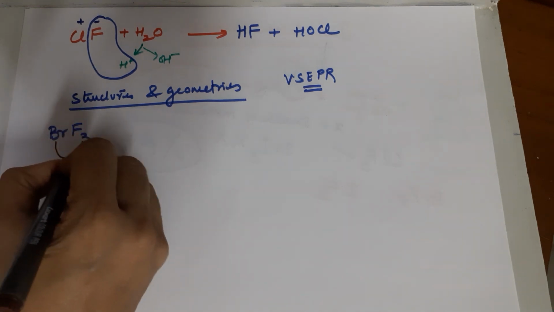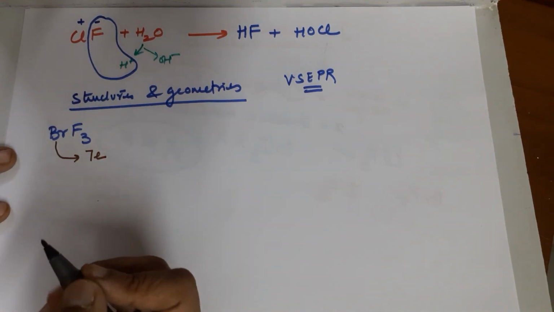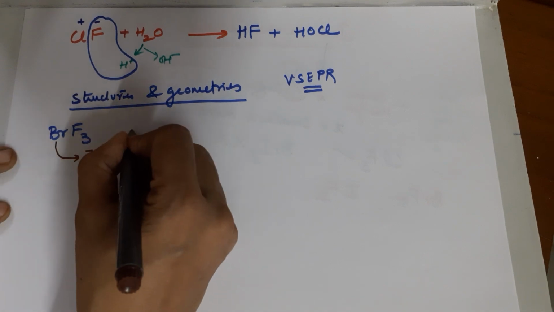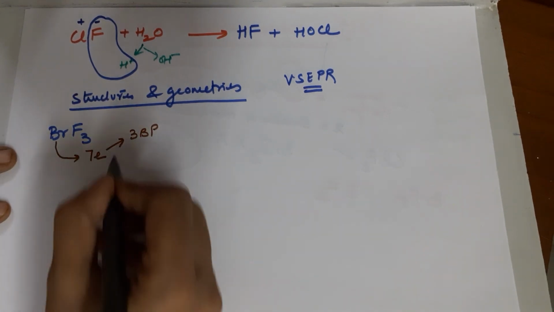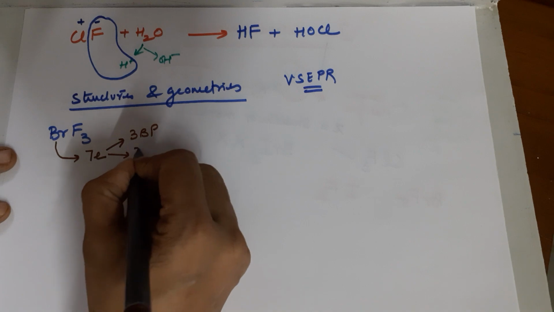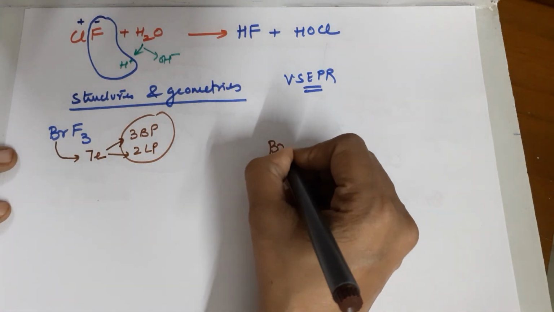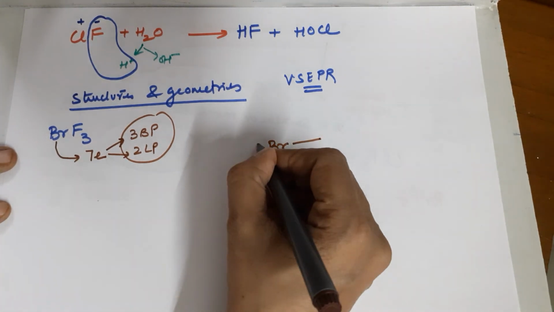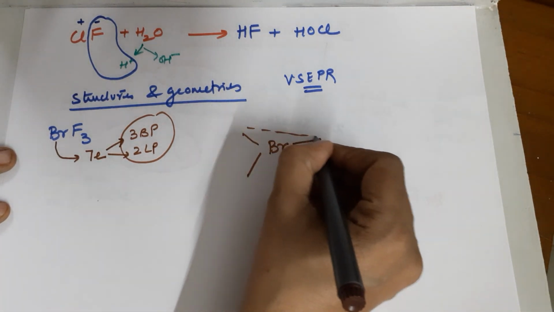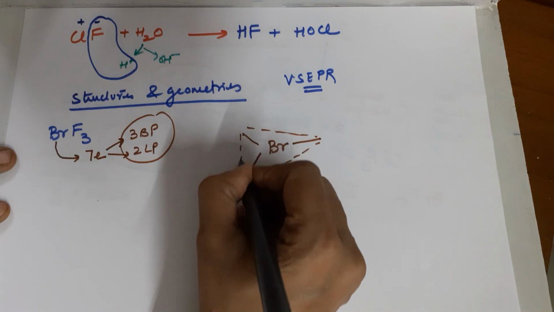The central atom bromine has how many electrons? 7 electrons. Out of these 7 electrons you have used 3, so 3 are bond pairs, and you have not used 4, so 2 are lone pairs. So you have to adjust 5 things around the bromine atom. For 5 things the geometry has to be trigonal bipyramidal.